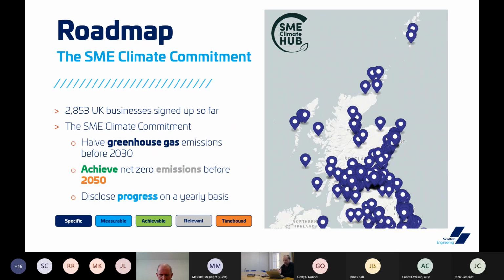And finally, you've got the SME Climate Hub roadmap, and that's also a pledge or commitment. You can see here a lot of companies have made that commitment in the UK, a lot in Scotland. Overall in the UK, it's almost 3,000 businesses. And what is that roadmap? That roadmap is about halving your greenhouse gas by 2030, zero emission by 2050. That's a UK pledge. And every year you communicate your progress.